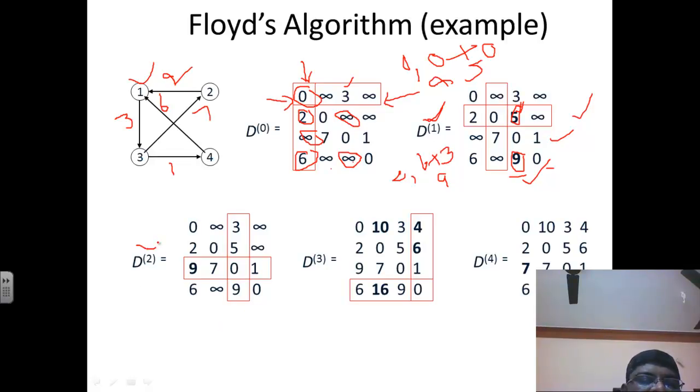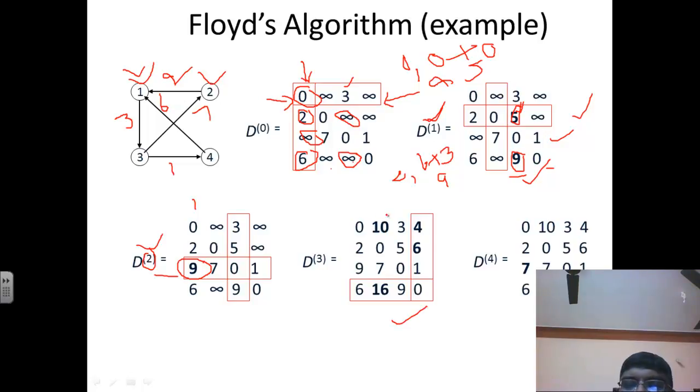Similarly, you can see the D2. What is meant by 2? 1 and 2 both are intermediate vertices. Here you are getting 9 as an extra value, remaining all same. How are you getting this 9? 3 to 1, there is no direct edge, but I can go via 2. 3 to 2, 2 to 1. Here 2 means I can observe 1 and 2 are intermediate vertices. So 3 to 2, 2 to 1. So 7 plus 2, 9.